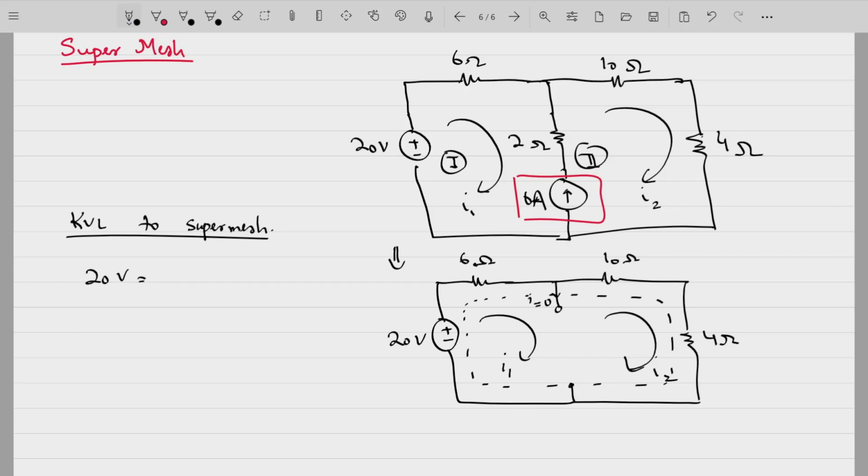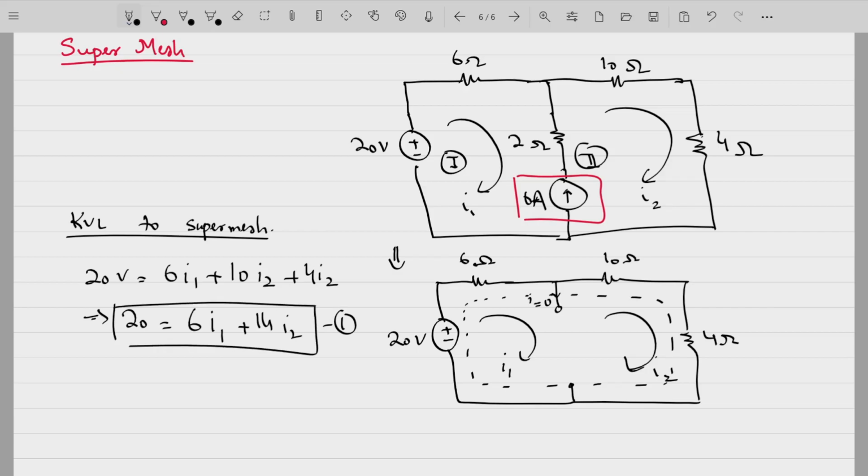So 20 volt is equal to 6I1 plus 10I2 plus 4I2, which implies 20 is equal to 6I1 plus 14I2. So you can mark this as one equation, but we still need to find another equation so as to solve for I1 and I2. Now we know for certain that in this branch, since this is a current source, the current flowing in this branch is 6 amperes. It will not change irrespective of the resistances in series with this current source.